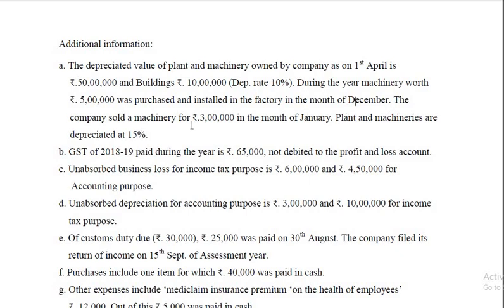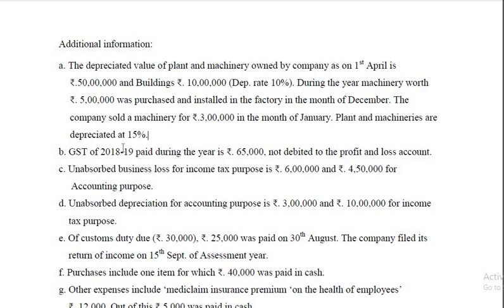Company sold a machinery for 3 lakh in the month of January. Plant and machinery are depreciated at 15%. It is given. Okay. The way the depreciation is calculated is like this.